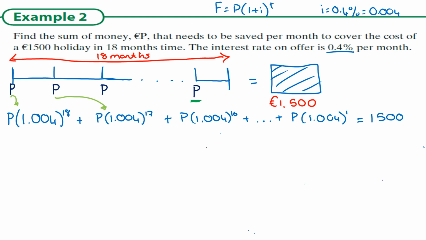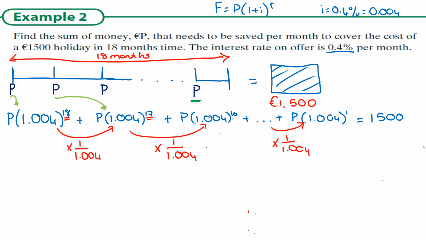Now, just like the last question, we have a geometric series here. And this geometric series, we need to figure out three things. We need to figure out A, our first term, R, and we need to figure out N. So again, notice that the bracket power is going down. So that means it's being divided by the bracket. So our R is 1 over 1.004.